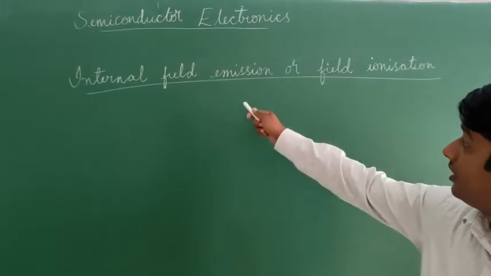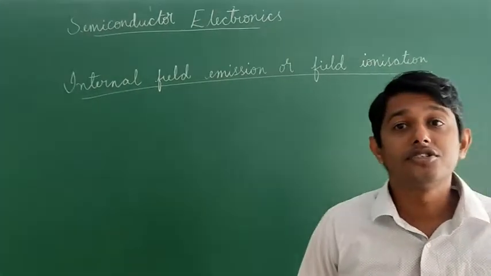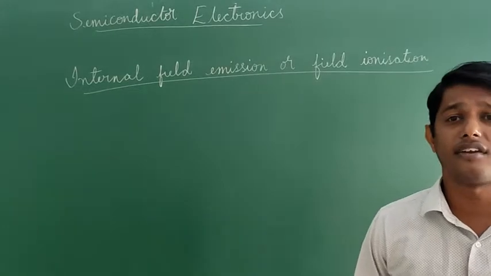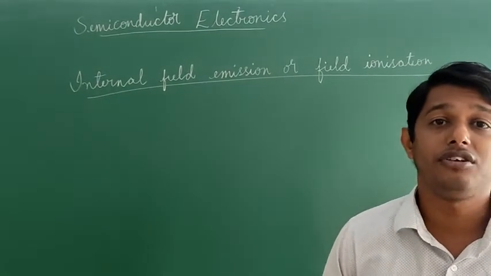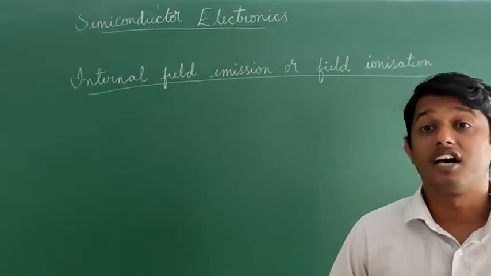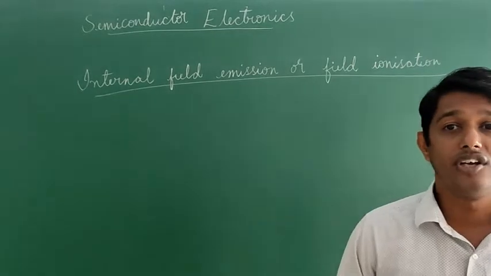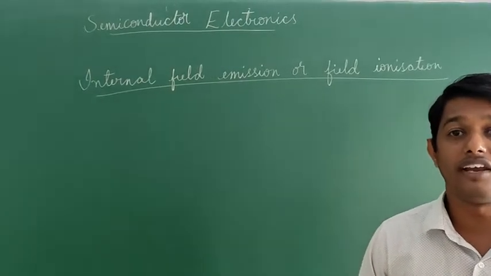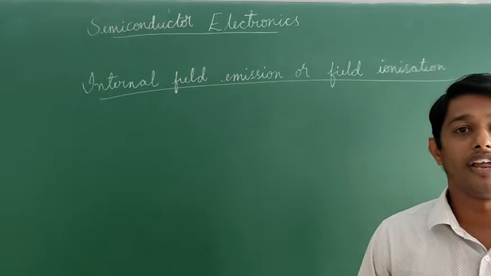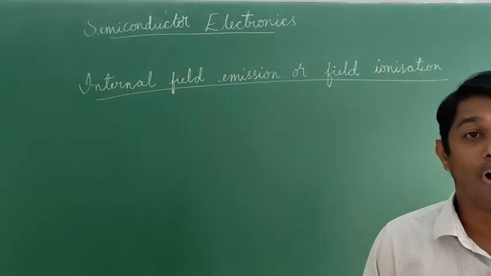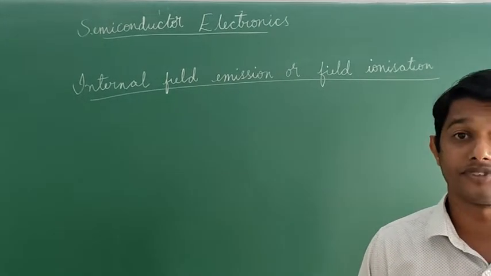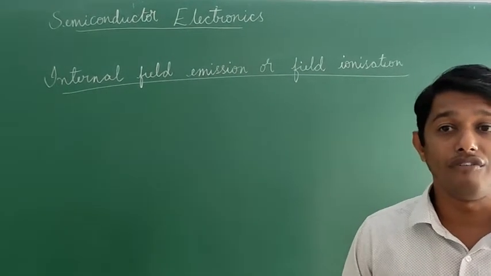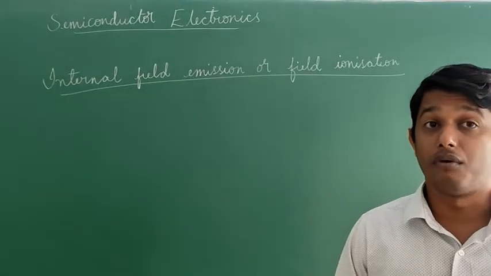The next topic is internal field emission or field ionization. The emission of electrons from the host atoms due to the high electric field is known as internal field emission or field ionization. The electric field required for field ionization is on the order of 10 to the power of 6 volt per meter.